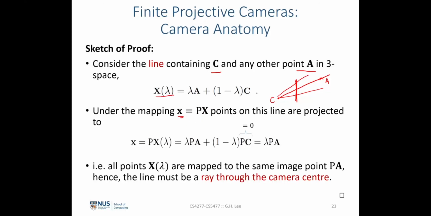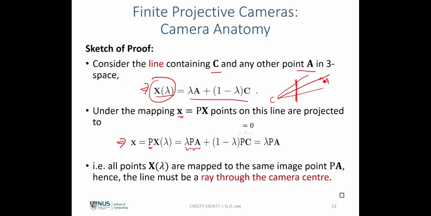We can make use of this projection to project any point on this line, which we denote by X. It is projected onto the image via the camera projection matrix that we have defined earlier on. Now let's substitute this X lambda by the span of A and C into this equation. We'll see that the projected points can be decomposed into two terms, where the first term is simply the projection of A, this 3D point, onto the image, and the second term is the projection of the camera center to the image point.